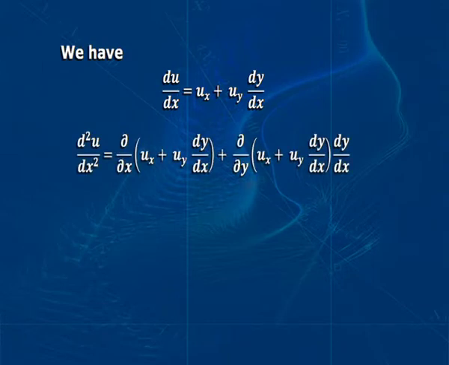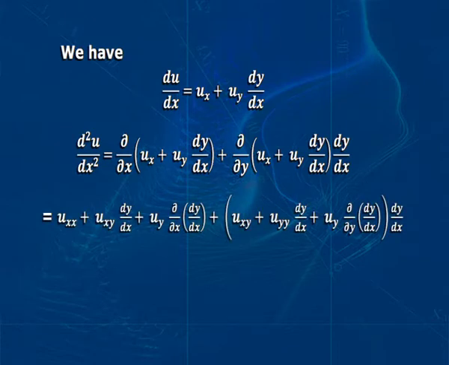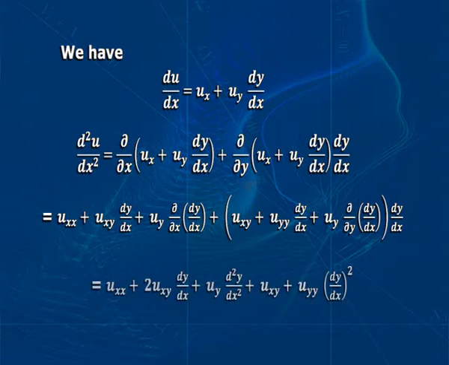d square u upon dx square is equal to del over del x of (ux plus uy dy by dx) plus del over del y of (ux plus uy dy by dx) dy by dx, which is equal to uxx plus uxy dy by dx plus uy del over del x of dy by dx plus (uxy plus uyy dy by dx) dy by dx plus uy del over del y of dy by dx dy by dx, which is equal to uxx plus 2uxy into dy by dx plus uy into d square y by dx square plus uyy into (dy by dx) whole square.